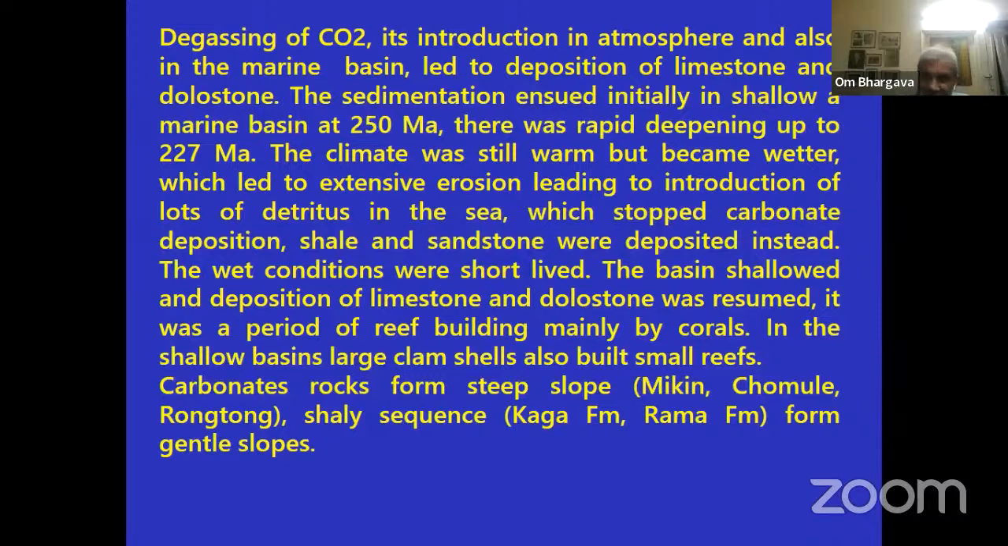All the material is carried because of the wet climate, with a lot of rivers carrying material into the sea. So the carbonate sedimentation ends and the silica and clastics are deposited. If you remember the lithostratigraphy of Spiti, then you would remember the Otoceras, Ophiceras, Nicoceras, Hungarites, like that. And what we have called Mikin, Kaga, Chomule, and then the clastics.